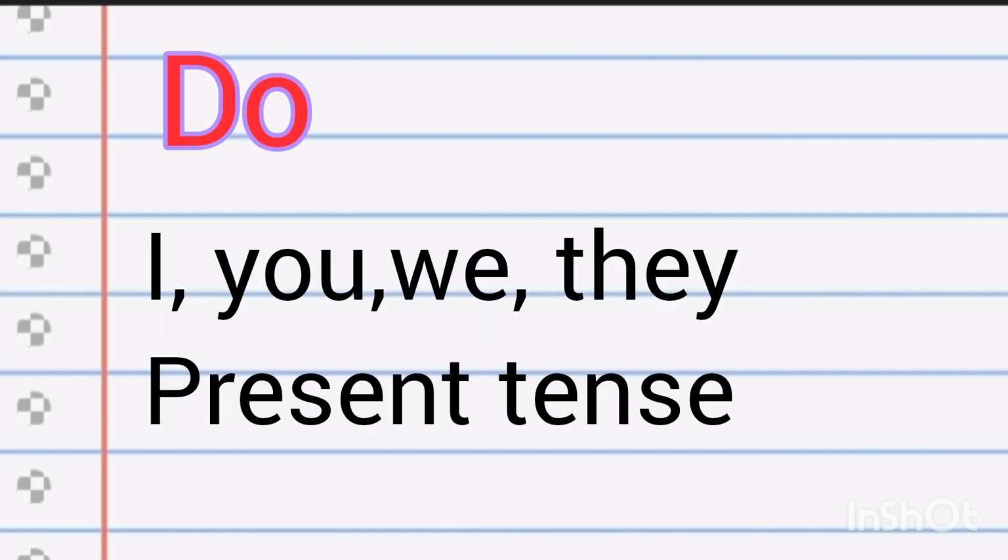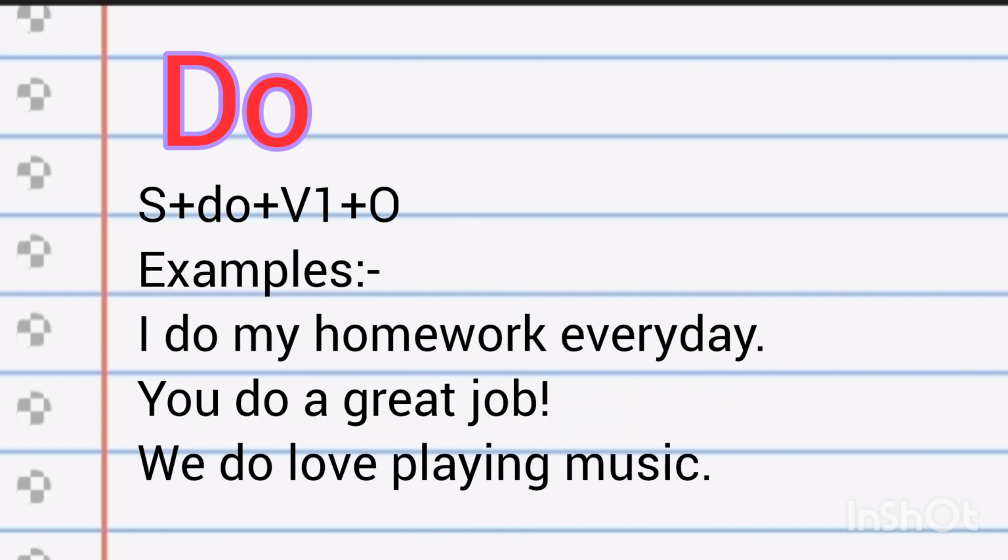First, we learn do. Do is used with I, you, we, they in present tense. Examples: I do my homework every day.